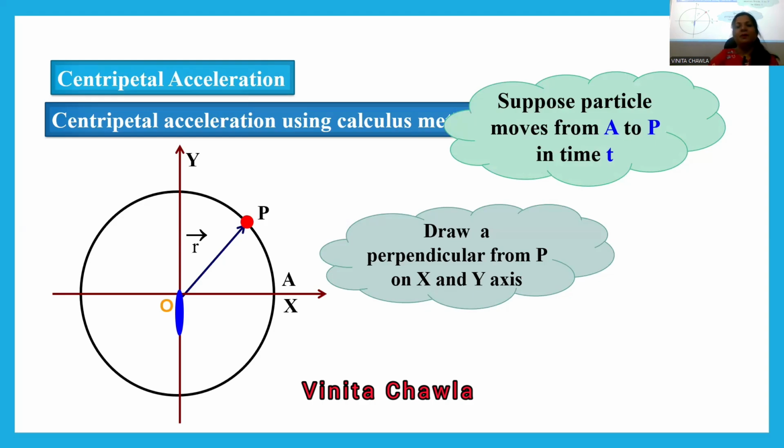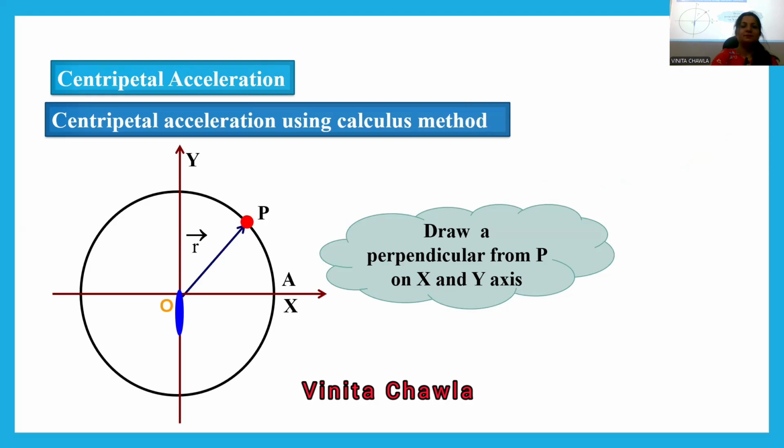Now we can draw a perpendicular from P on the XY axis. Okay, like this. PM is the perpendicular on the x-axis and PN is the perpendicular on the y-axis. OP is vector R, the position vector, the radius vector R. PM is the perpendicular drawn from the present position of the particle on the x-axis, and PN is the perpendicular drawn from P to N on the y-axis.